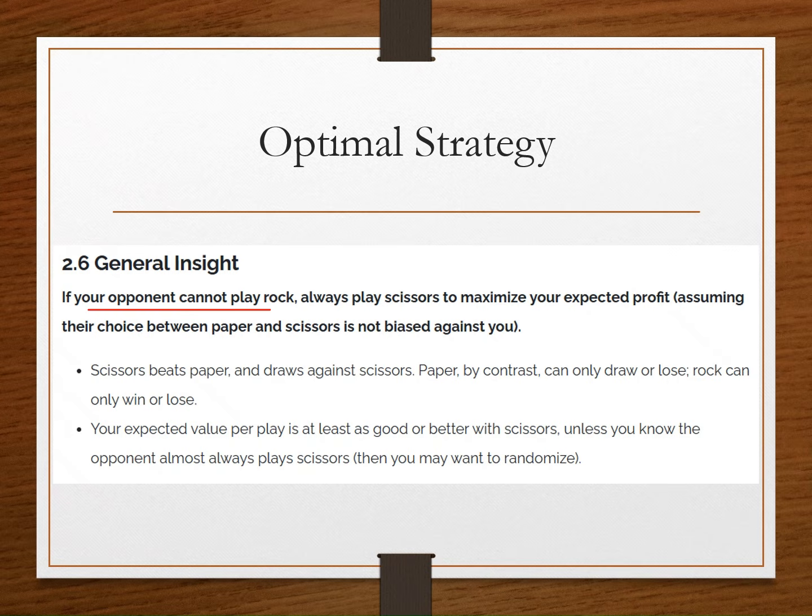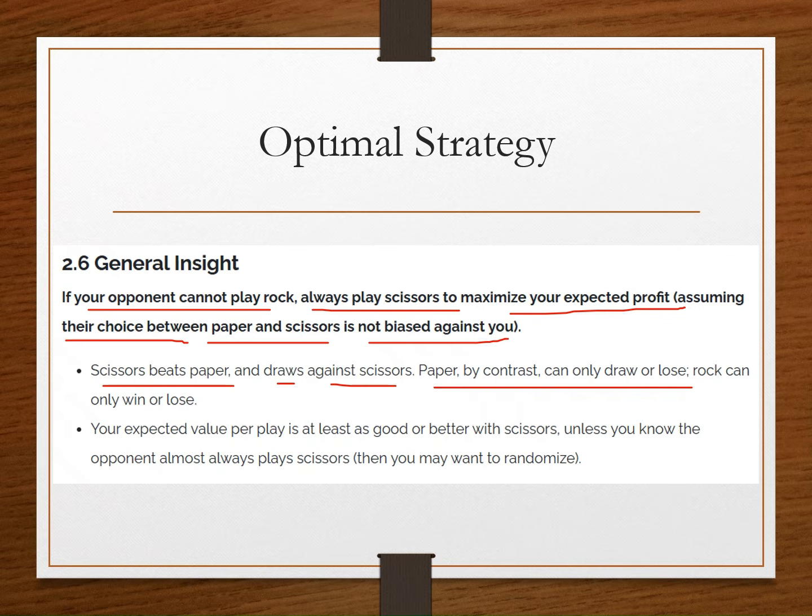If your opponent cannot play rock, always play scissors to maximize your expected profit, assuming their choice between paper and scissors is not biased against you. Scissors beats paper and draws against scissors. Paper, by contrast, and of course you know how the game works. And yeah, so this is pretty much it.